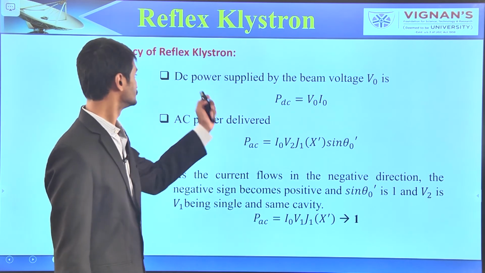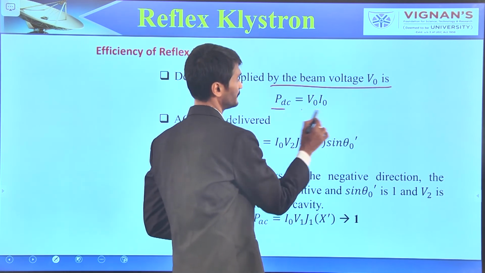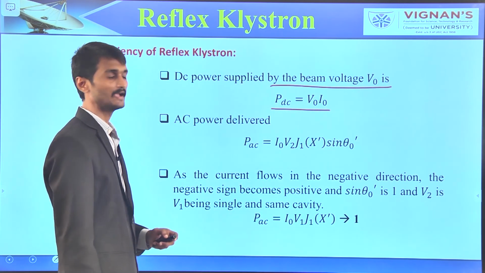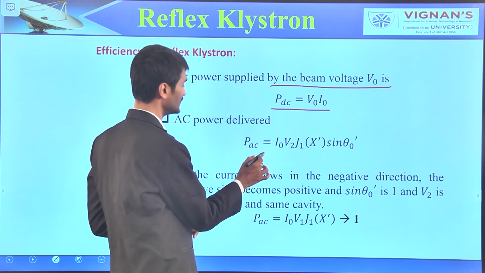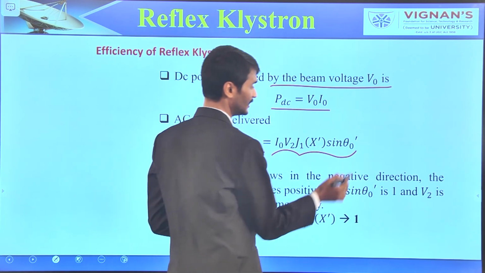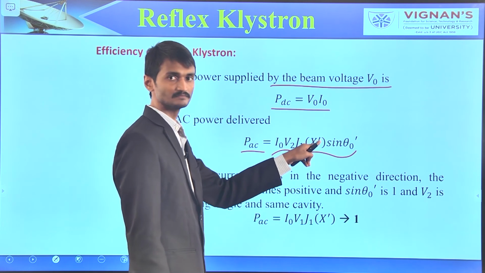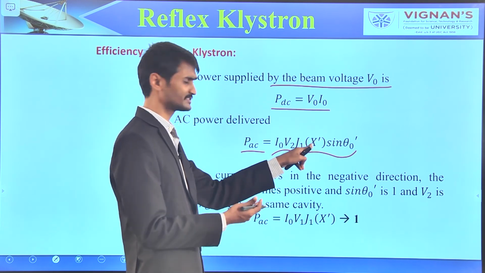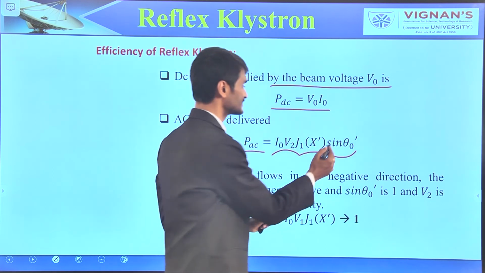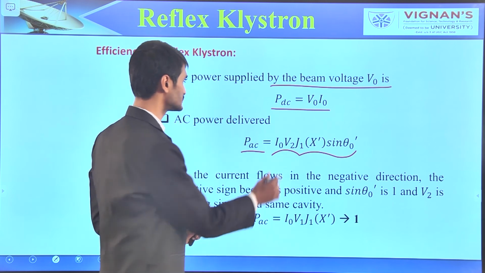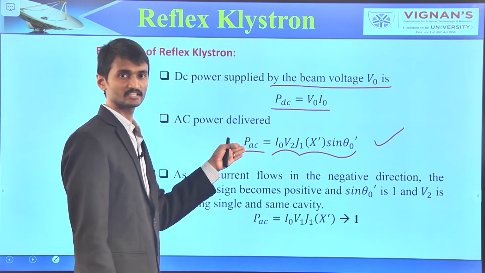So here, the DC power supplied by the beam voltage V naught is PDC equals V naught into I naught, and the AC power delivered is PAC equals I naught into V2 J1 of x prime, where x prime is the bunching parameter, expressed in terms of Bessel's function J1 of x prime into sin theta naught prime. So this is similar to the expression for your two cavity Klystron amplifier.